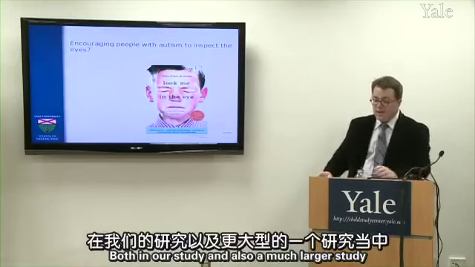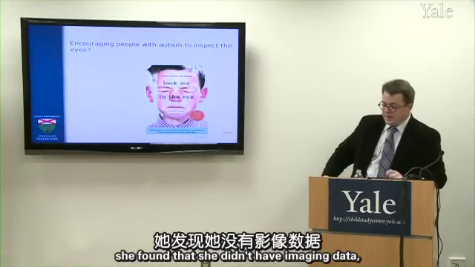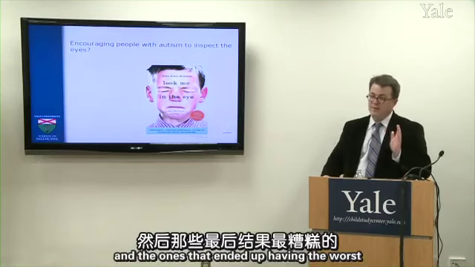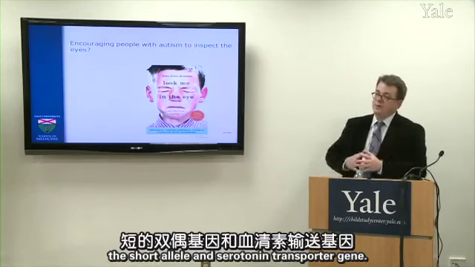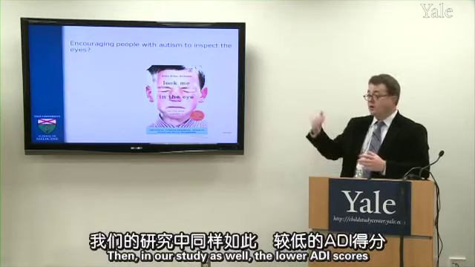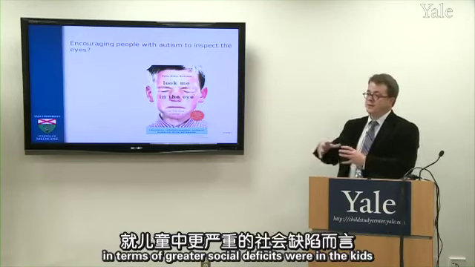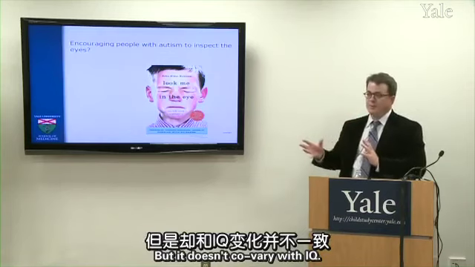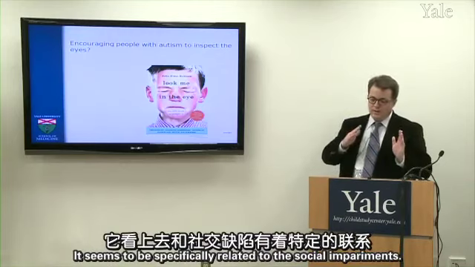In both our study and also a much larger study done by Kathy Lord, she found that she didn't have imaging data, but she looked at kids longitudinally, and the ones that ended up having the worst or the more difficult social phenotype had the short allele of the serotonin transporter gene. And then in our study as well, the lower ADI scores in terms of greater social deficits were in the kids that had the short allele. All right? But it doesn't covary with IQ, so it doesn't affect intellectual functioning. It seems to be specifically related to the social impairments.